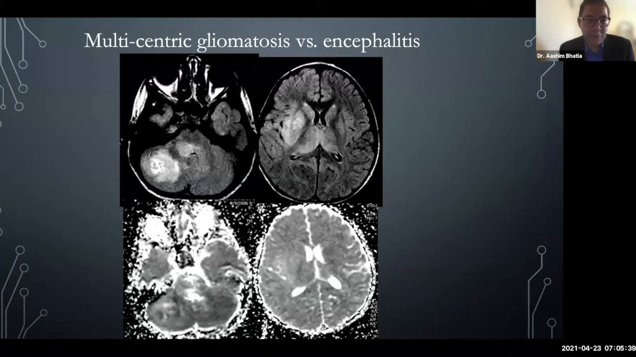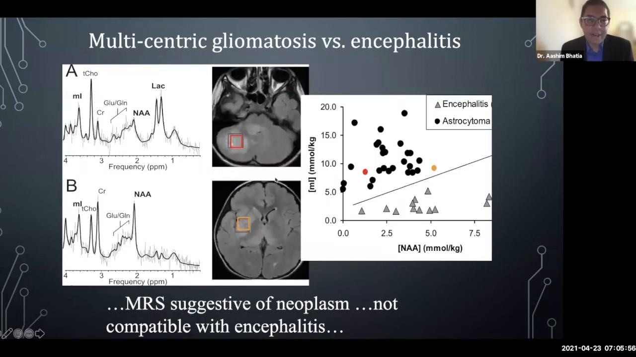So here's another example. The question was, is this tumor or encephalitis? So again, this is similar. You get FLAIR hyperintense lesions within the brain, within the deep gray matter, brain stem, cerebral hemisphere. Some areas of questionable reduced diffusion there. And what was done in this case was MR spectroscopy. So a red voxel depicts this data point. This orange voxel depicts this data point.